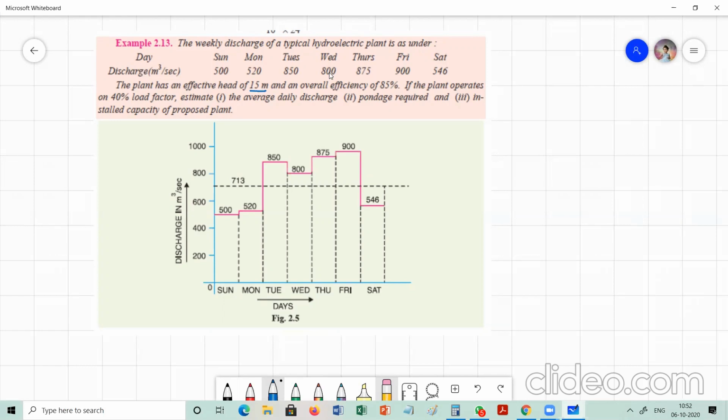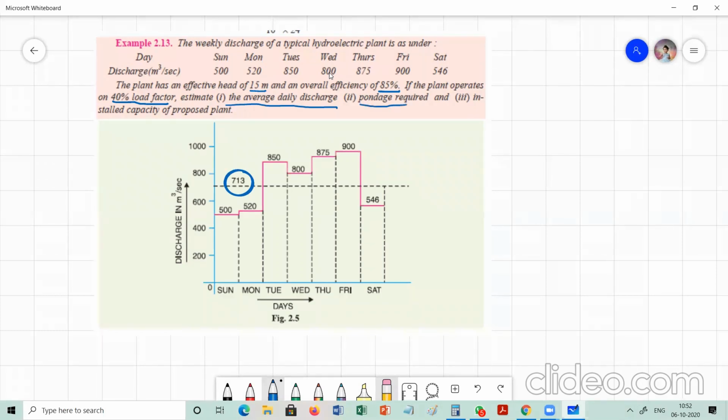Okay, this is the problem on hydroelectric power plant, and an overall efficiency of 85%. If the plant operates on 40% load factor, then estimate the average daily discharge. Average daily discharge means we have to add daily discharges and divide by the number of days. Okay, we will get average daily discharge. In the graph it is shown here. It is equal to 713. Actually, it is drawn after calculation.